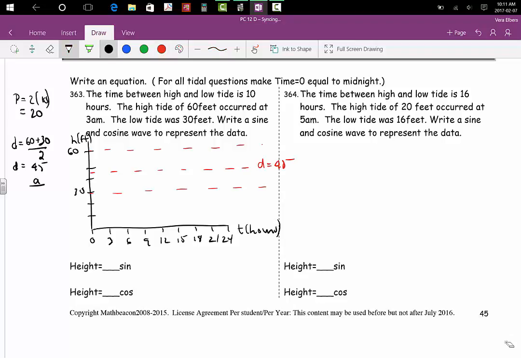Okay, our A value, y equals d plus the absolute value of A, so 60 equals 45 plus A, then A equals 15, and so we have an amplitude of 15. Okay, so let's graph this. We have a high tide at 3 a.m. We have a low tide 10 hours later, so 3 plus 10 brings us to 1300 hours, which is approximately here.